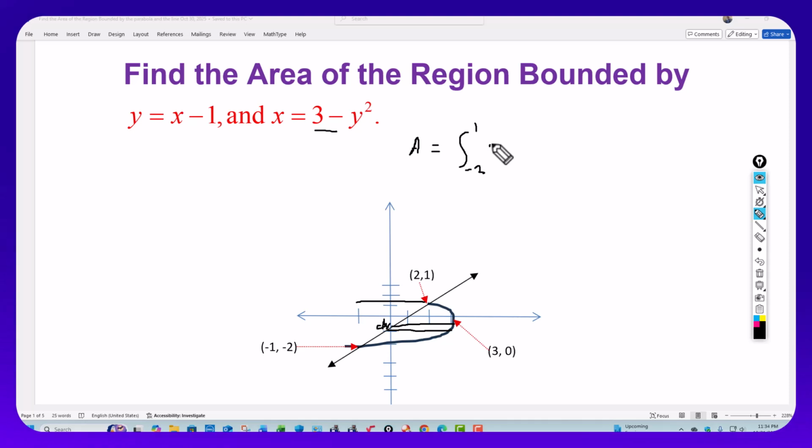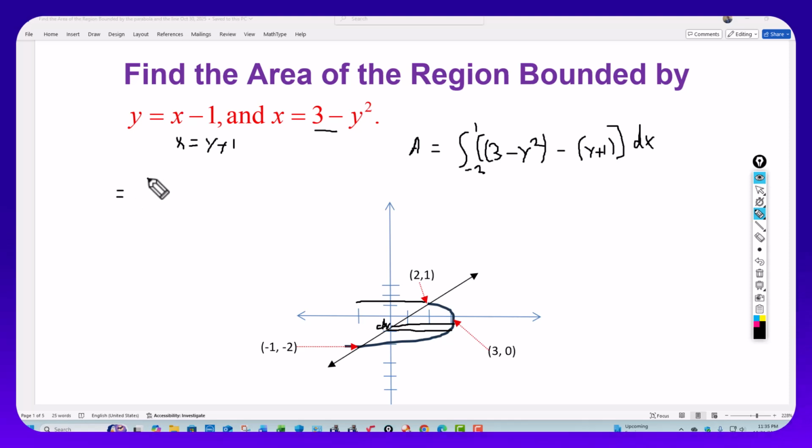So it's going to be 3 minus y squared minus, in this case, just the right curve minus the left. And the left is x again, but it has to be in terms of y. So this x, because it's the line, is x equals y plus 1. If we were doing it vertically, it would have to be in terms of x because the variable of integration would be x. So here we just put minus (y plus 1) dy. Then I'm going to follow up over here.